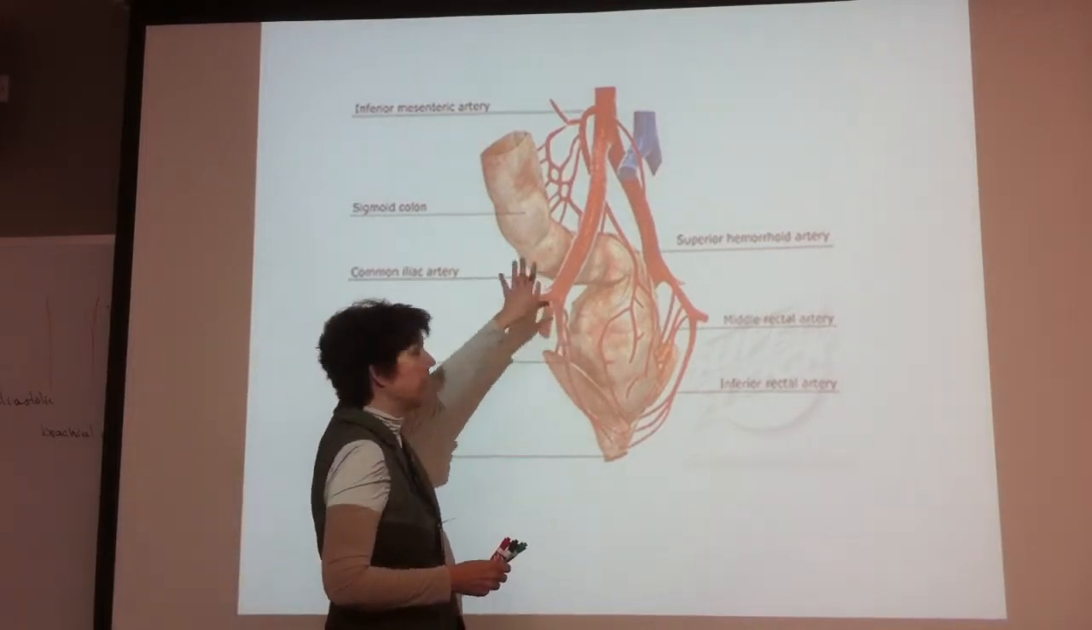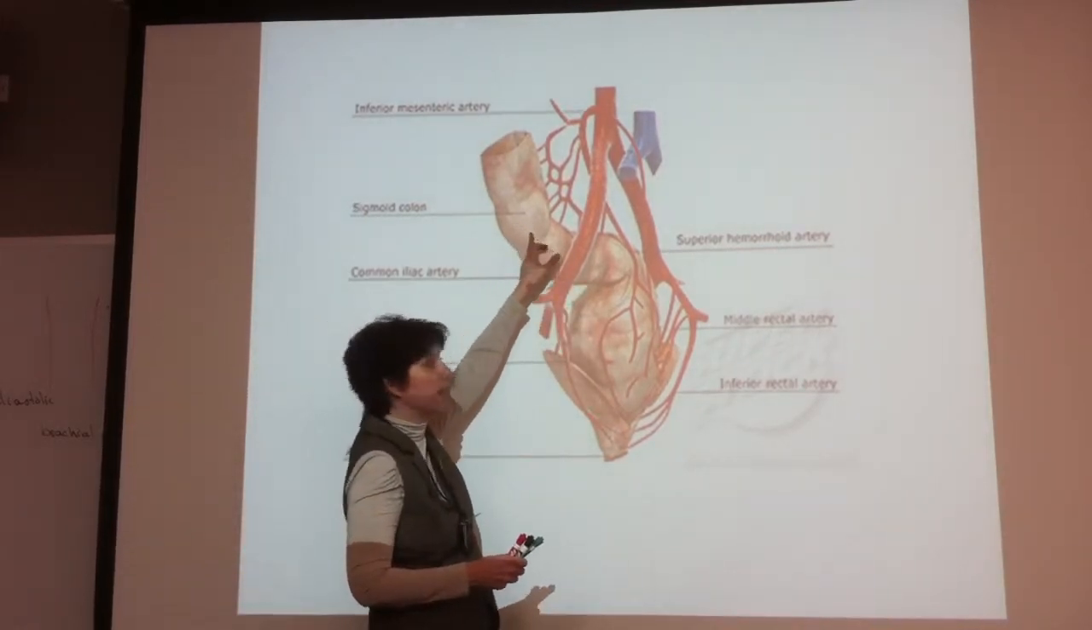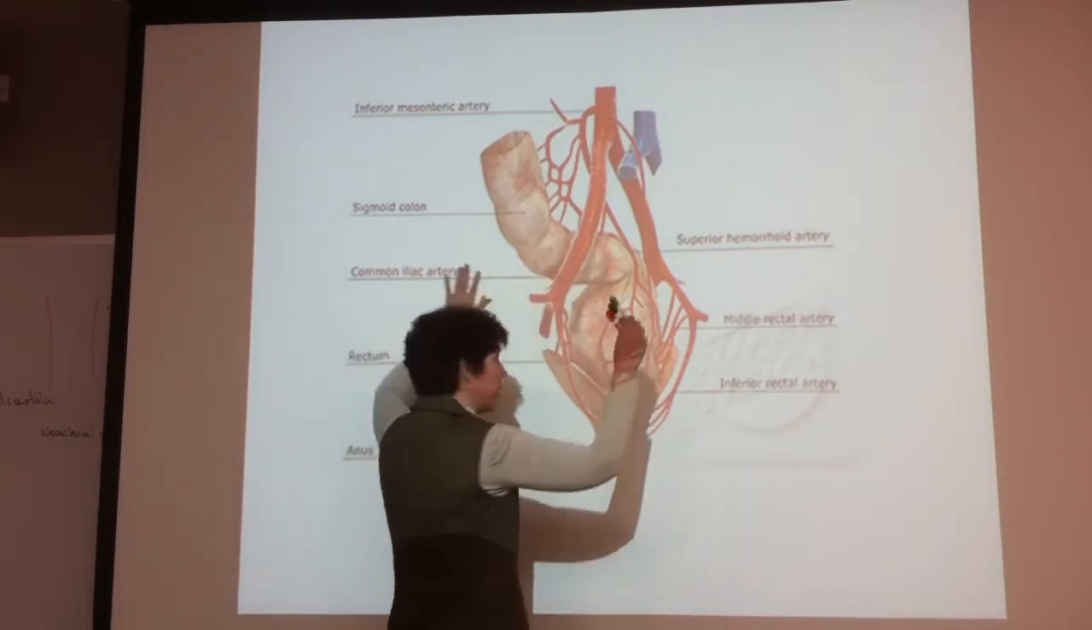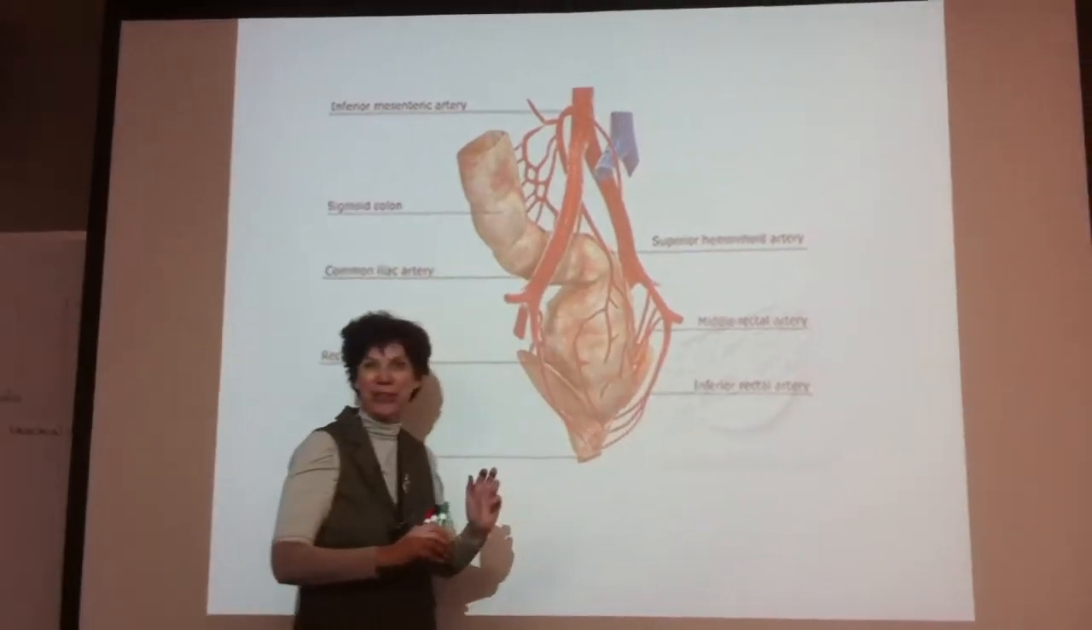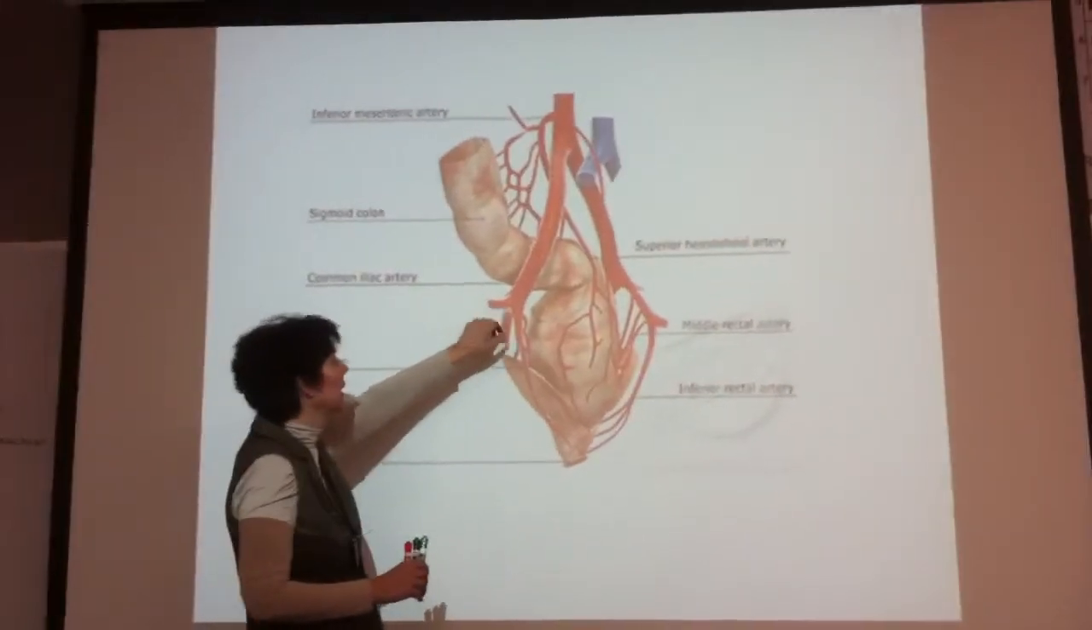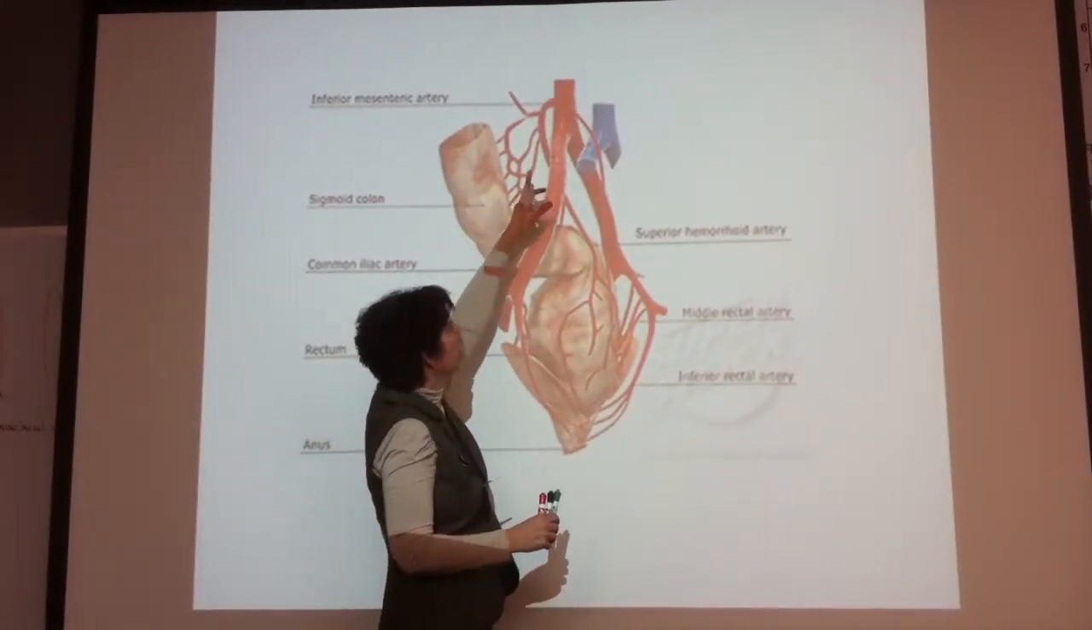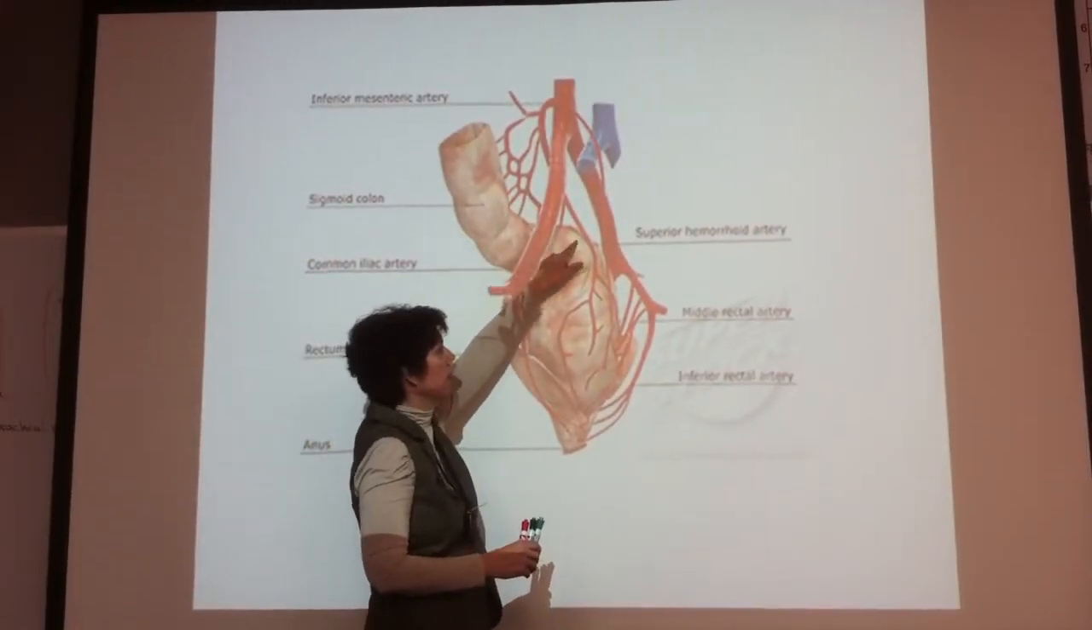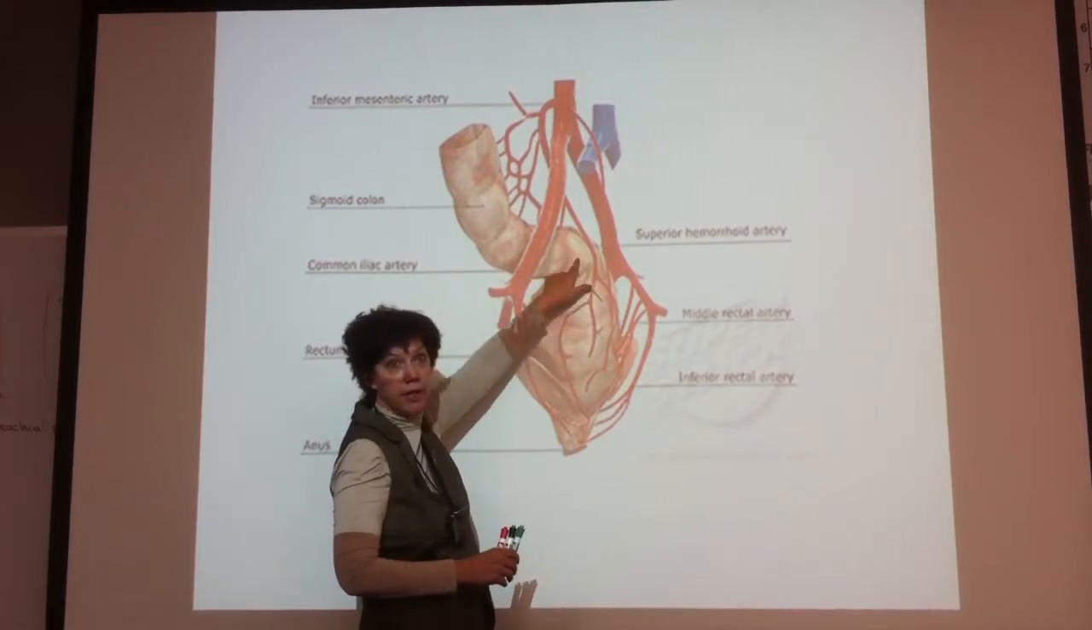So here we're looking at a posterior view, because our descending colon is coming on the left side, so you have to be facing that direction for that to work. So it's a posterior view. Here's the descending colon with the inferior mesenteric. Here's the rectum. Everybody with me so far?